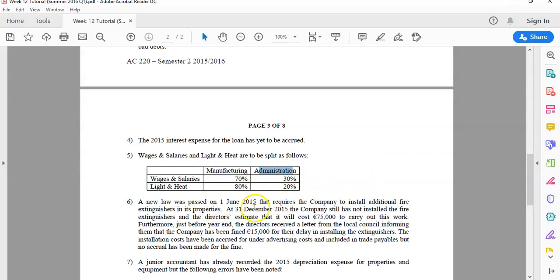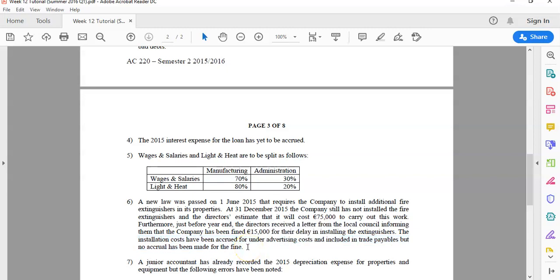The new law is passed during the year. We have to install fire extinguishers, and there's about 75,000 of work to do with that. And they're also informed close to the year end that there's going to be a 15,000 fine. What they've done is they've accrued for the installation, but no accrual has been made for the fine. So that's around IAS 37.